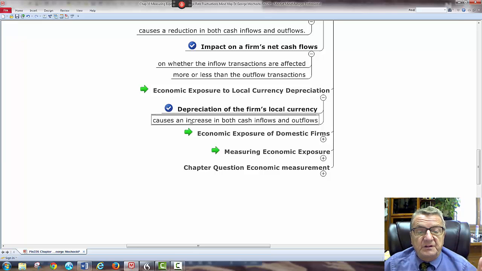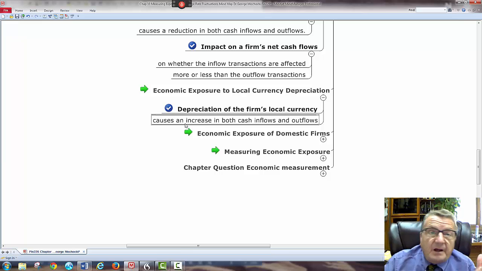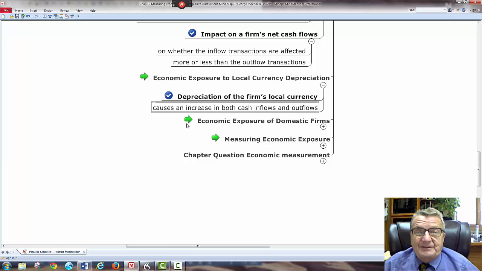Depreciation of a local currency causes an increase in both the cash inflows and outflows. Right? Depreciation, currency is going down, so more cash is coming in and more cash is going out, like it or not, because the currency is worth less against the other currency, so I get more of it.